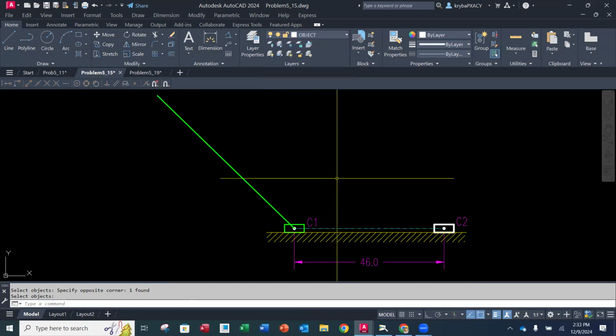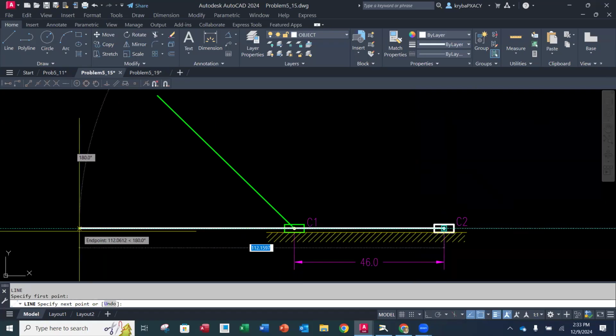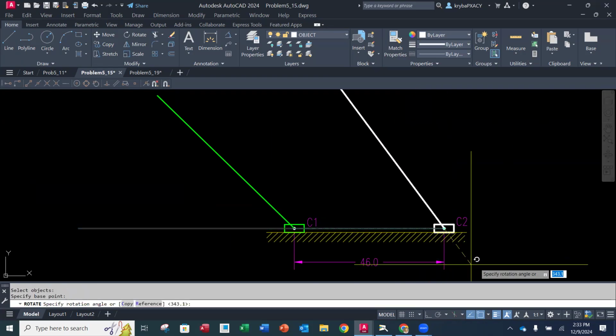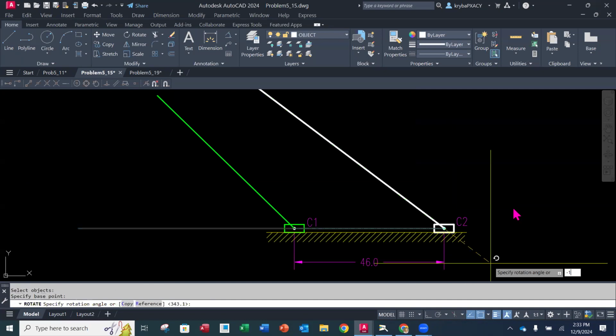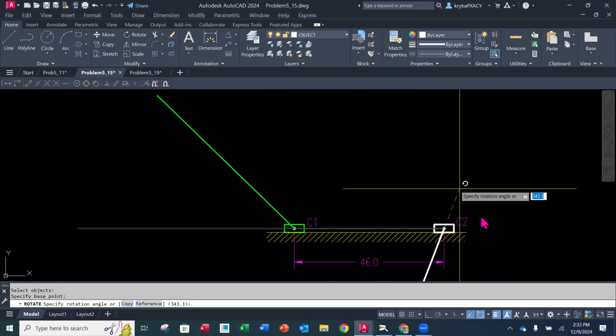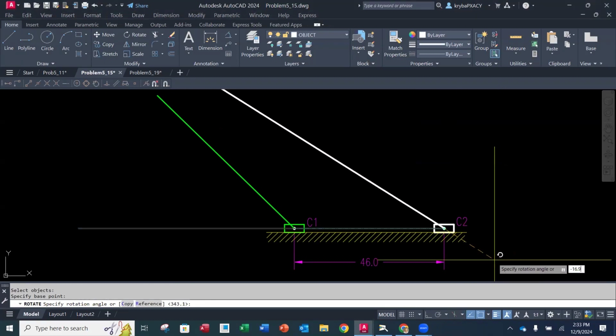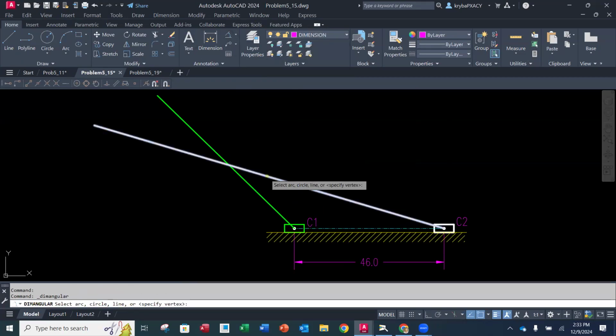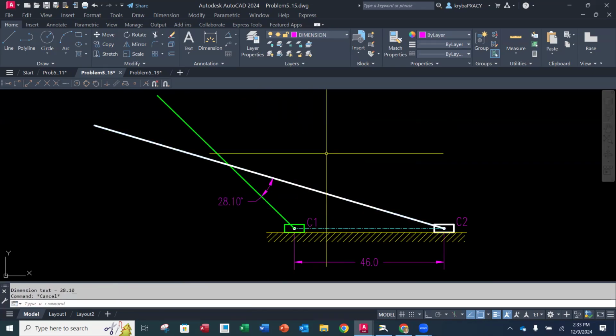From horizontal, rotate, negative 16.9. Make sure it's entered. Let me see, it should come out, unless we did the math wrong. Oh, there it is. I must have keyed in something other than 16.9. Okay, now it's coming out. So this is my beta angle right here.